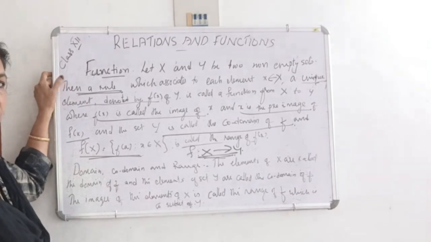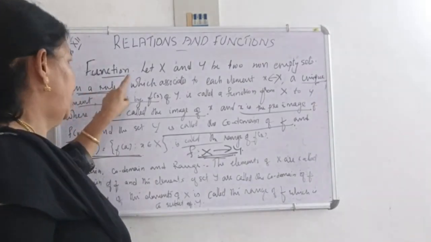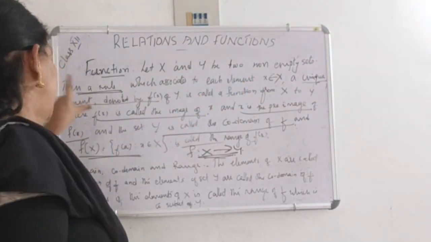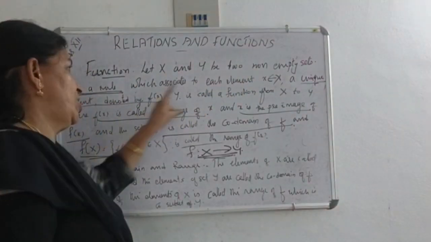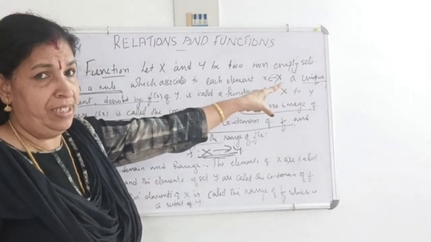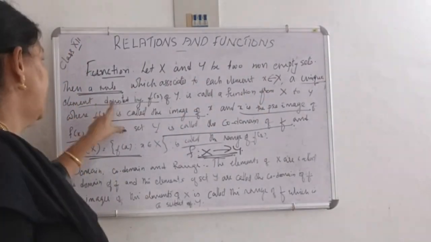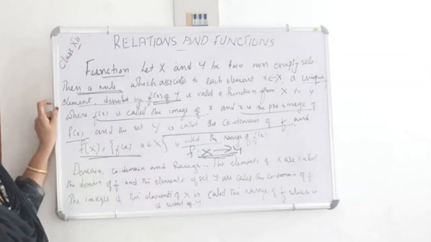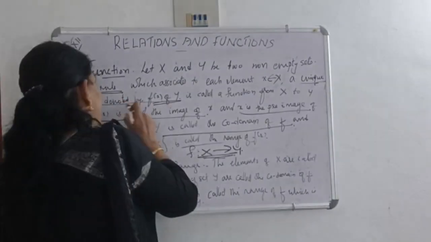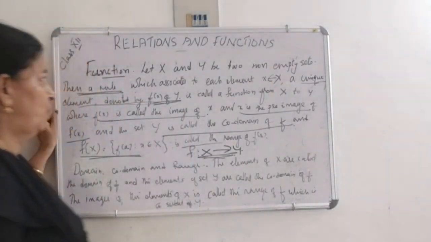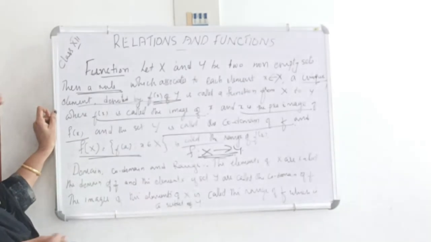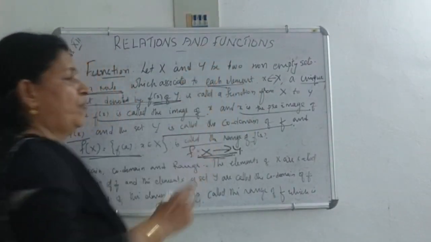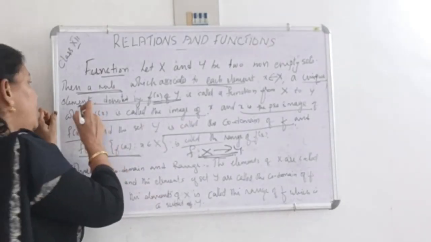The term is function. Let X and Y be two non-empty sets. Then a special rule which associates to each element x of X a unique element, denoted by f(x), of Y.